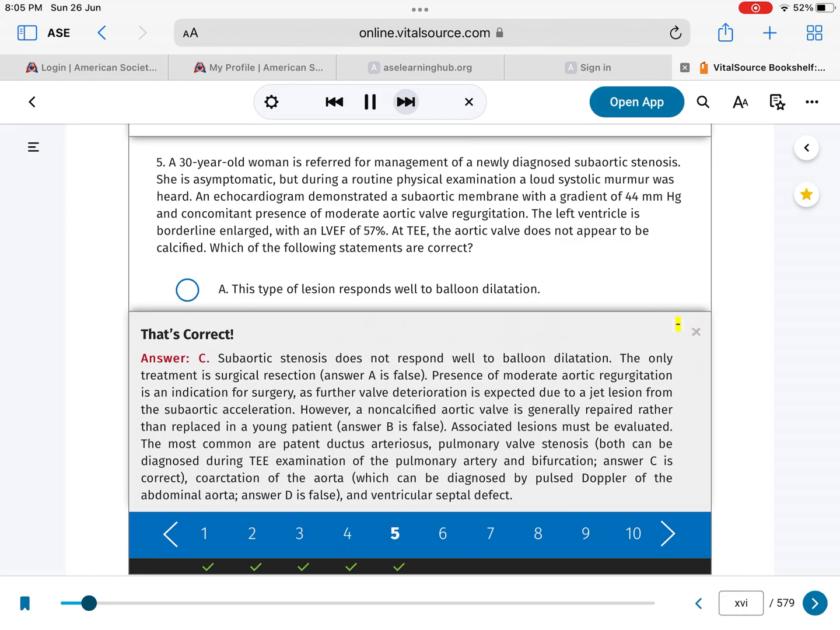That's correct. Answer: C. Subaortic stenosis does not respond well to balloon dilatation. The only treatment is surgical resection. Answer A is false. Presence of moderate aortic regurgitation is an indication for surgery, as further valve deterioration is expected due to a jet lesion from the subaortic acceleration.